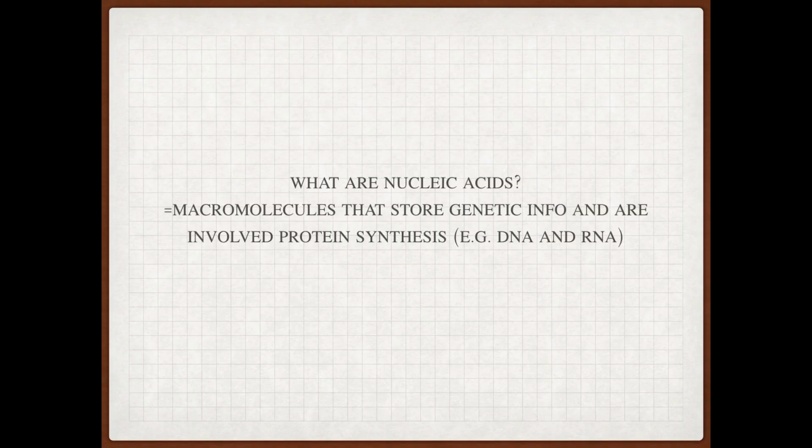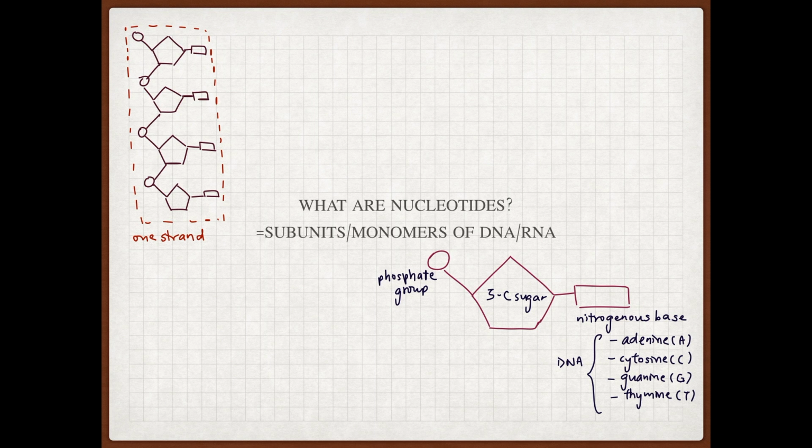First up, nucleic acids, just like proteins, are also macromolecules. They store genetic information and are involved in the production of proteins. For example, we have DNA and RNA. Just briefly introducing the structure of nucleic acids, DNA and RNA are made up of smaller subunits or monomers. We call these monomers nucleotides.